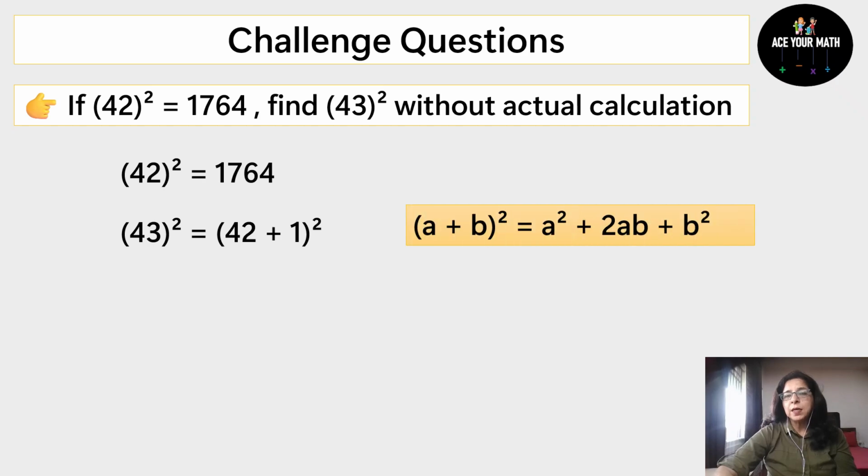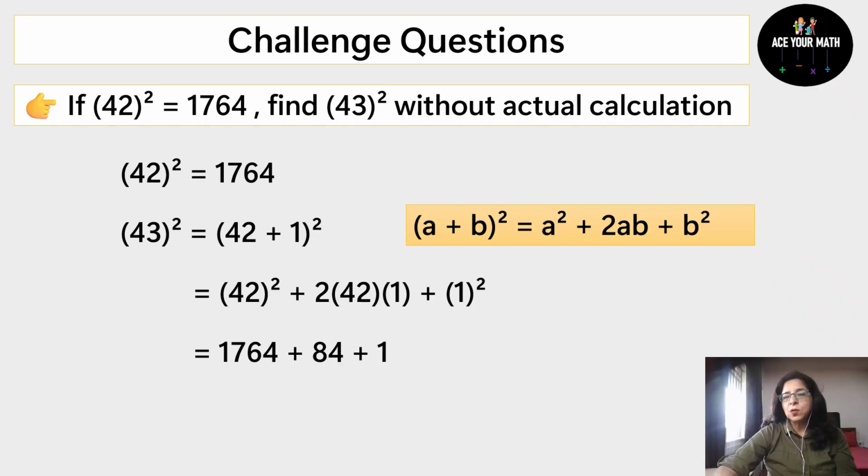Now you can use the identity a plus b whole square. What is a here? Your a is 42. What is b here? b is 1. Now you can simply put it in the formula. So it will become 42 square plus 2 times 42 times 1 plus 1 square. Now solve it. 42 square value is already given to you, which is 1764. 2 times 42 will give you 84 plus 1, and when you solve it, you will get 1849. So what is the solution here? 1849. Without actual calculation, you can solve this sum.